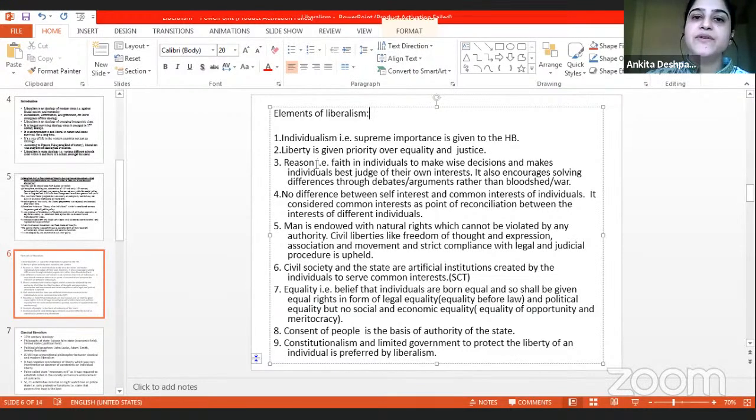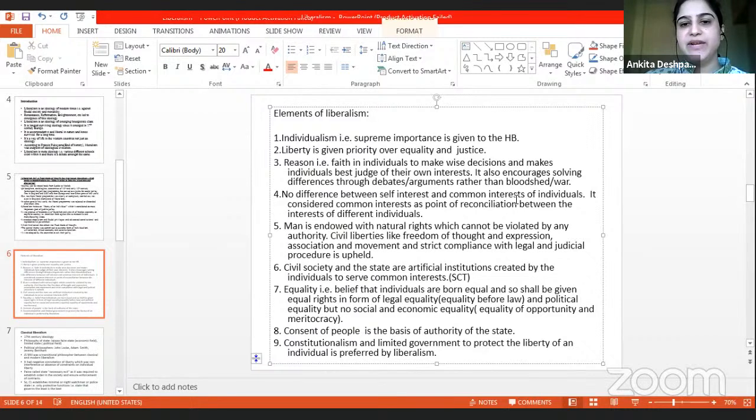Reason, again, because we're talking about social contract theory itself. Remember, even Hobbes spoke about reason, but in Hobbes reason was inactive. In Locke, reason is very active. Rousseau said reason is useless, but reason still matters. That's why under liberalism, individualism, liberty, and reason are the three most important tenets of liberalism. It is an individual who has reason, and because of that reason, he understands what his self interest is. And that is how he can compete and become successful, is what liberalism talks about.